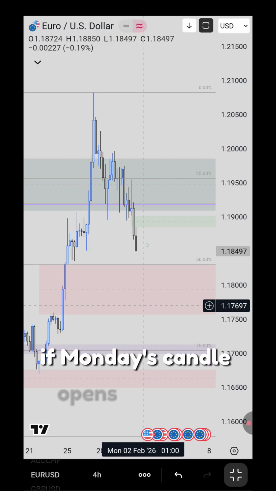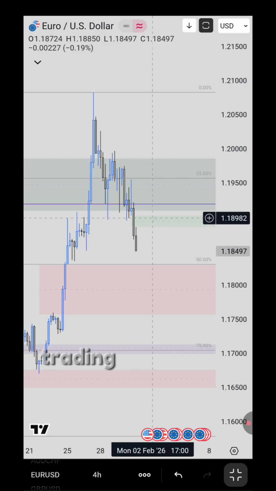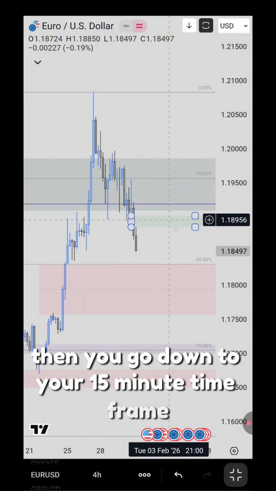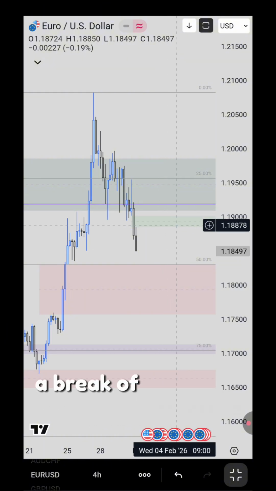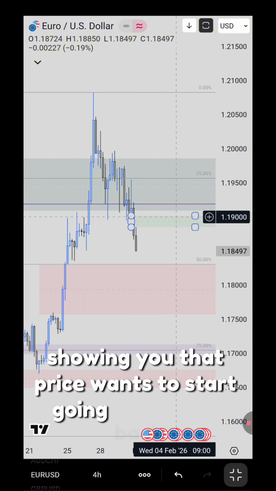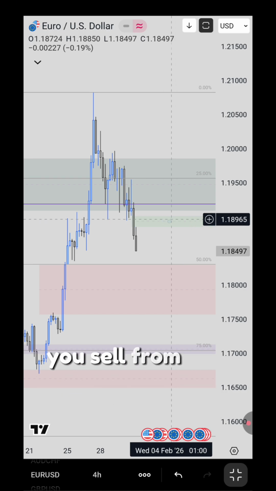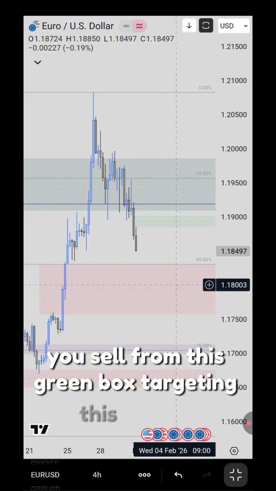If Monday's candle opens and price starts retracing, trading higher into this 4-hour point of interest, then you go down to your 15-minute time frame to see if you're seeing a change of character, a break of structure, showing you that price wants to start going back lower. And this can be your first target for February. You sell from this green box, targeting this red box.